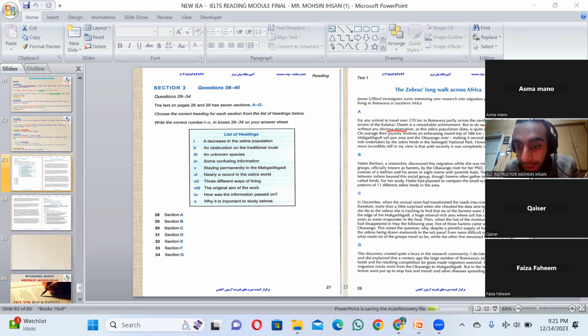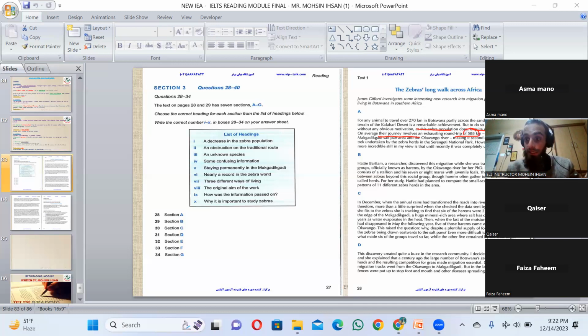Now you can see that it is an obvious motivation. What is an obvious motivation if an animal travels in 11 days? As this zebra population does, and this is obvious motivation. Is quite extraordinary, like it is appreciated. In simple words, quite extraordinary, remarkable achievement. This is appreciated. Now, on average, their journey involves an exhausting round trip of 588 kilometers between.